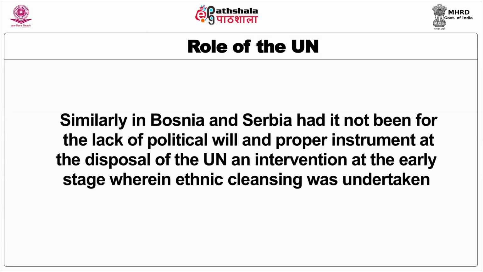Genocides in Rwanda and Darfur, for example, are instances where the genocide could have been prevented had the international community demonstrated a strong and unanimous political will to deploy their forces and to impose strong boycotts and no-fly zones. Similarly, in Bosnia and Serbia, had it not been for the lack of political will and the proper instruments at the disposal of the United Nations, an intervention at an early stage, when ethnic cleansing was undertaken by the Serbs, could have stemmed the genocide.